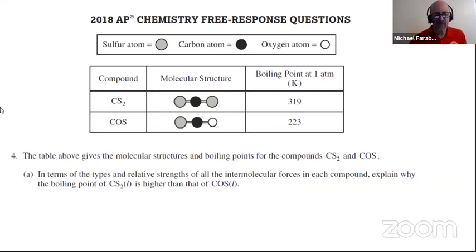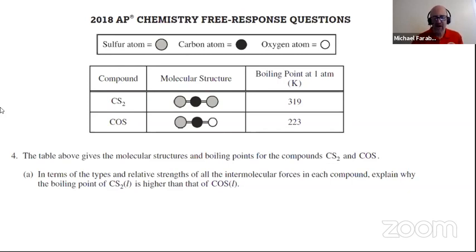Okay, so before I get to your homework, another example of please watch out for student misconceptions. This is from the 2018 free response, number 4, part A. You are given a table. Take a look at this table for a moment, and you notice that CS2 has a boiling point of 319. COS has a boiling point of 223. CS2 is nonpolar because of the symmetry and the dipoles cancel out. COS is polar because you don't have the same symmetry and the dipoles do not cancel out.